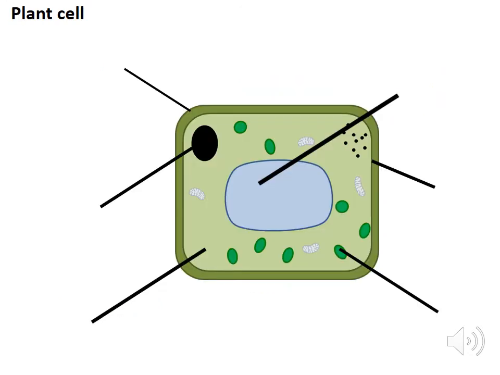Now, in a plant cell, there are a few more structures you need to know about. So again, we've still got the nucleus controlling the cell and containing all the genetic information. We've still got the cytoplasm, which is a jelly-like substance where a lot of chemical reactions take place. And we have got the cell membrane.